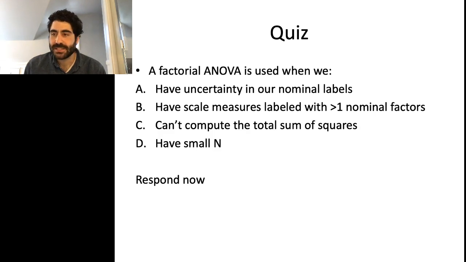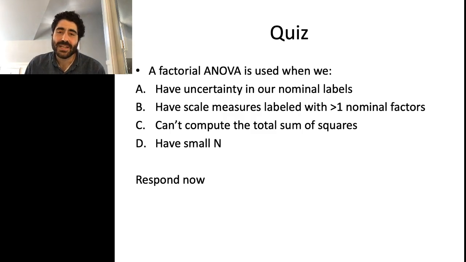Yeah, so the correct answer here is B, right? We have a scale measurement, usually from each person, and we also know more than one kind of grouping factor for each person. Again, these could be groups we randomly assigned people to, like dose. It could be groups that they're reporting to us, like gender. These nominal factors could also sometimes be outcome measurements.